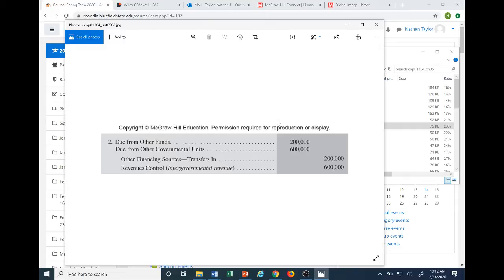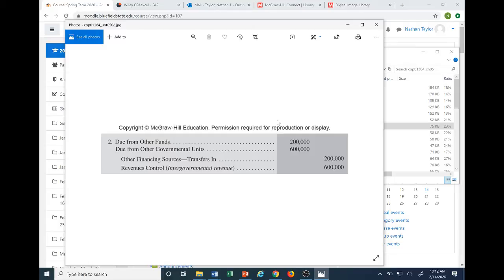So let's just look at the actual journal entry here. We're going to say we have a due from other funds of 200,000, right? Because it says they're going to transfer 200,000 of what we read earlier. 200,000 is coming from a transfer, right, from within our own government. Then it says due from other governmental units is 600,000 as another debit, because remember, an intergovernmental grant is going to cover another 600,000 of the cost.